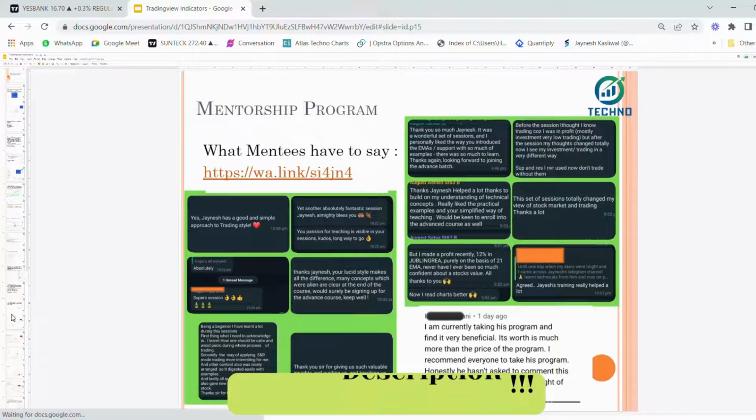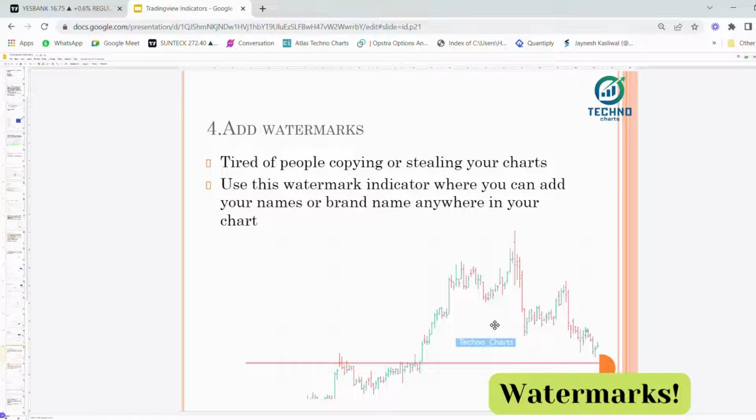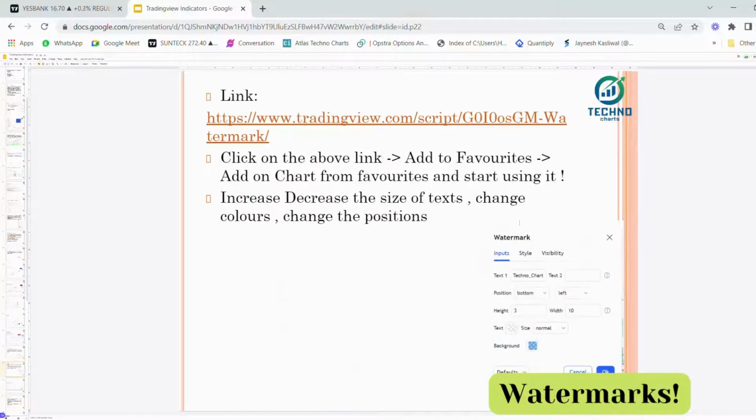Now, coming back to the fourth indicator that we are going to talk about, watermarks. You might be tired of people copying your charts, right? This is one of the most common things that can happen, that people copy your charts and share their own analysis on your chart. So you can add watermarks directly on the chart so that people will not be able to copy you. Even if they copy you, you'll have your own watermark on that chart, so anyone can know. Use the watermark indicator to apply your own watermarks.